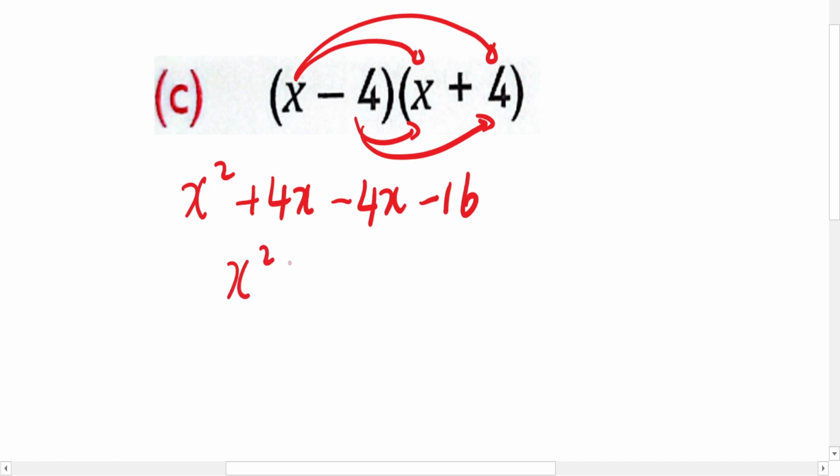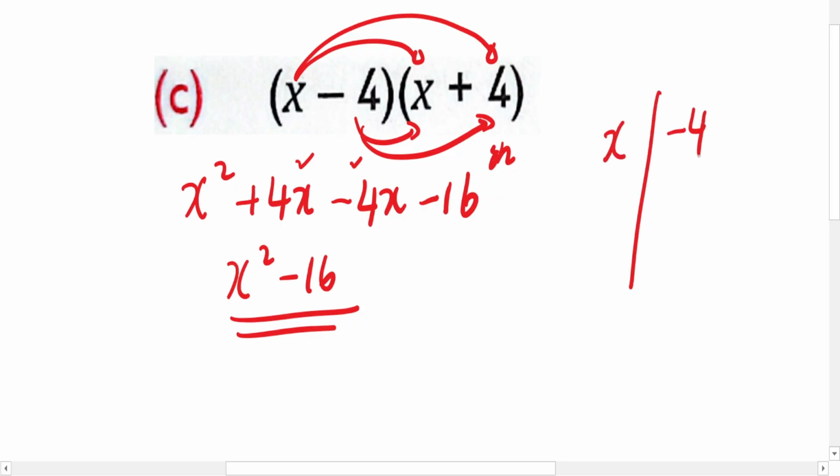Collect the like terms, obviously. Plus 4x minus 4x will cancel out to give you 0. And you just remain with x squared minus 16. Even if you use the other method, and that is if you do it this way, the box method, you'll get the same exact answer.